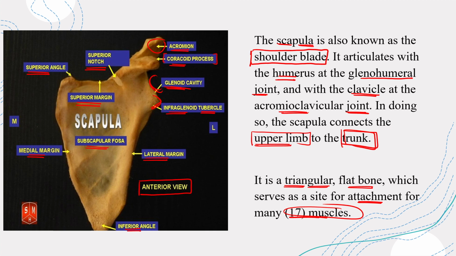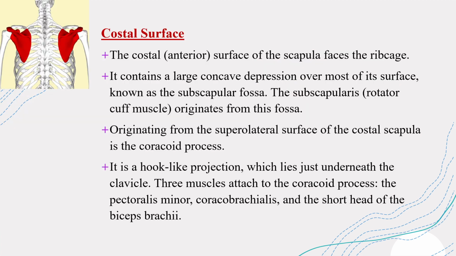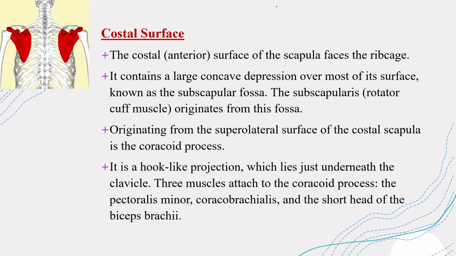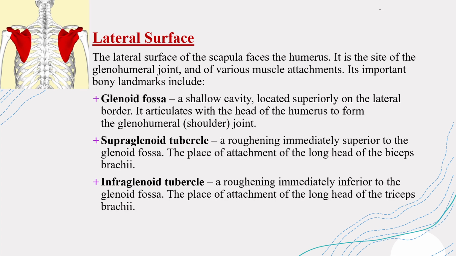Now coming to the different surfaces of scapula, we are categorizing scapula into three surfaces. The first surface is your costal or anterior surface. Then you have the lateral surface, and then you have the posterior surface.